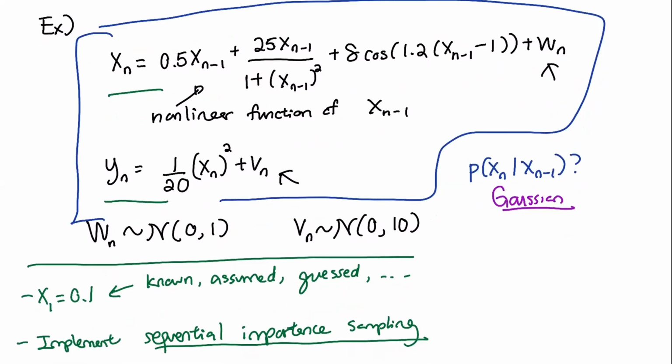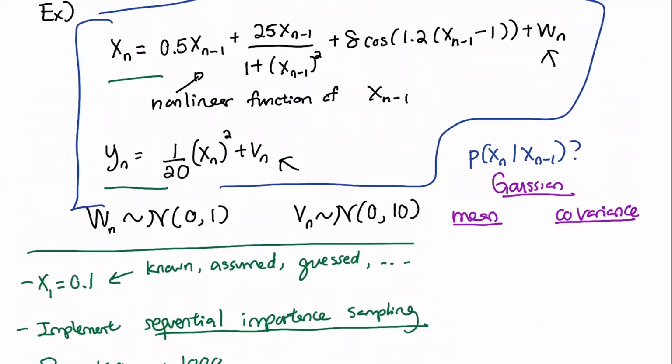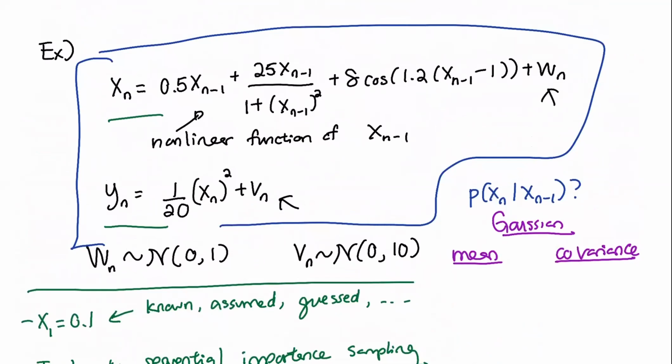So if it's Gaussian, then for me to specify it, I need to know the mean and the variance or the covariance. In this case, what is the mean of this Gaussian? Is it going to be whatever the value of xn is, essentially without the noise? Everything to the left of wn, yes. So you mean this term?